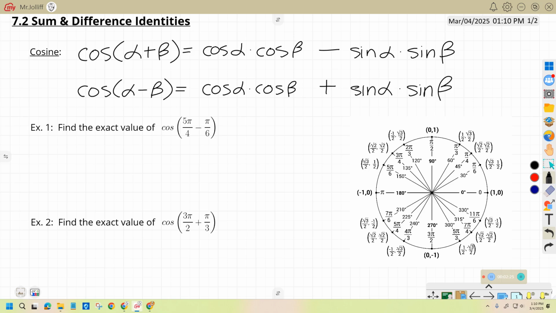Okay, so we are going to apply the rule to our first example. It says find the exact value of cosine of 5 pi over 4 minus pi over 6. I see those fractions on our unit circle. I see 5 pi over 4 right here. I see pi over 6 right here. That makes me happy. Now I just need to split those two angles into separate statements.